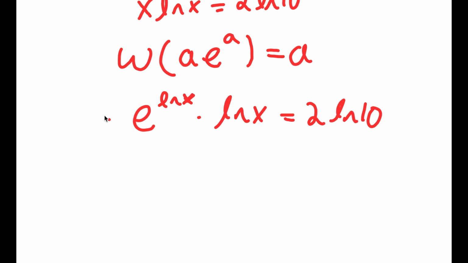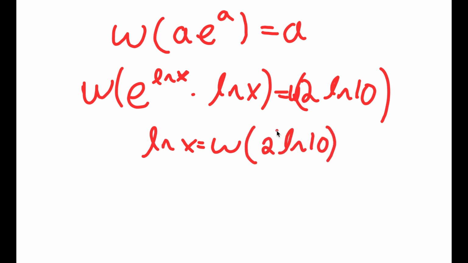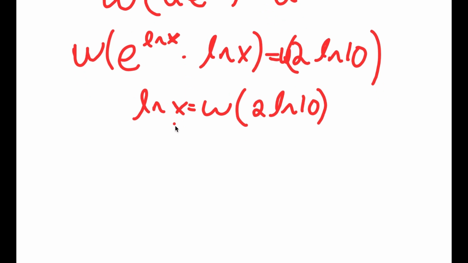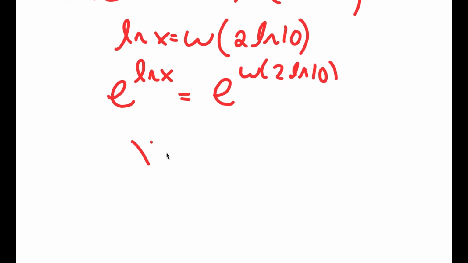So now if I take the Lambert W function on both sides, this results in ln x equaling W of 2 times ln 10. And now if I take e to the power of both sides, I get e to the power of ln x is equal to e to the power of W of 2 ln 10. And e to the power of ln x, that's going to equal x. So I get x is equal to e to the power of W of 2 times ln 10.